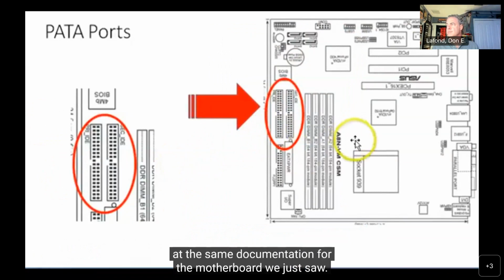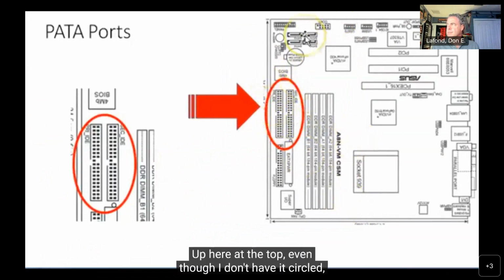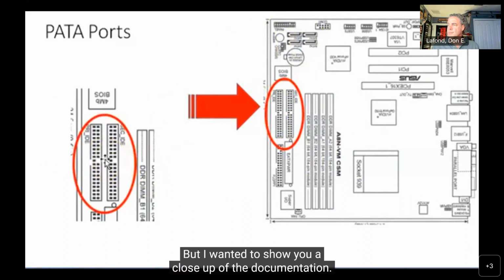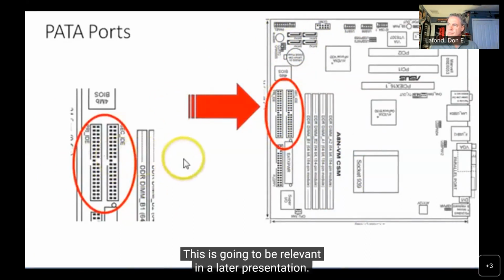All right, let's take a look at what documentation would look like. If you were looking at the documentation for the motherboard we just saw, here are the PATA ports up here at the top. Even though I don't have it circled, those are the 4 SATA ports. But I wanted to show you a close-up of the documentation. This is going to be relevant in a later presentation.